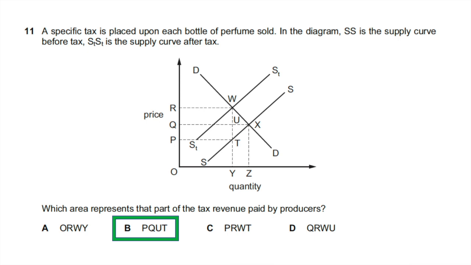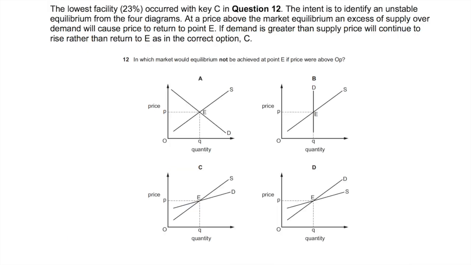This is a diagram testing your knowledge of indirect taxes. The incidence of tax borne by the producer is rectangle QUTP. Option A represents total revenue, option C represents government tax revenue, and D represents the consumer incidence of tax.